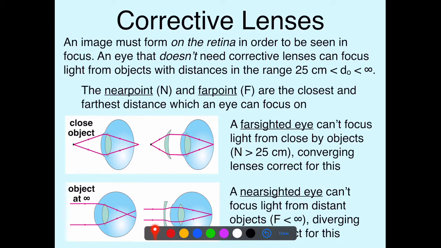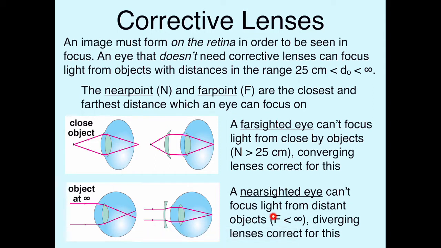So if you get a converging lens and put that in front of your eye, well then it will help those rays come together more easily. So now the rays of light come in, go through the corrective lens, and then go through the lens of your eye. And so now those rays are focusing on the retina, and you can actually see that close by object. On the other hand, if you have a nearsighted eye, that means you can't focus light from distant objects.